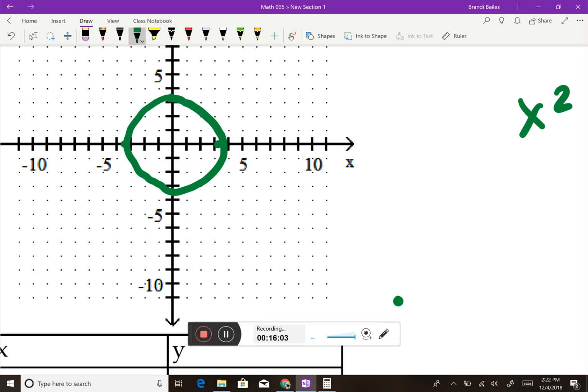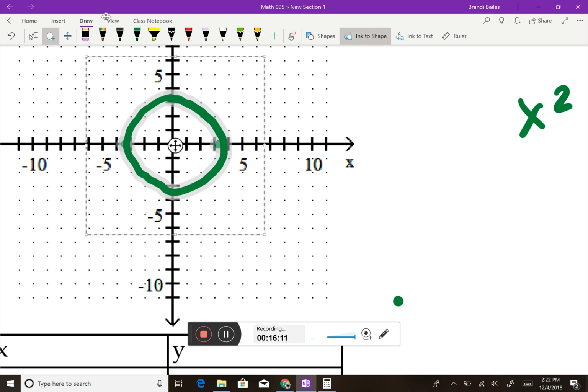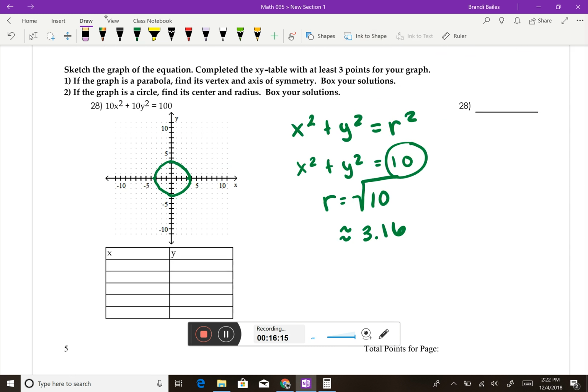Kind of like that. Let me see if I can make that better. Doesn't look like it. Alright, I can just tell you were trying to draw a circle.